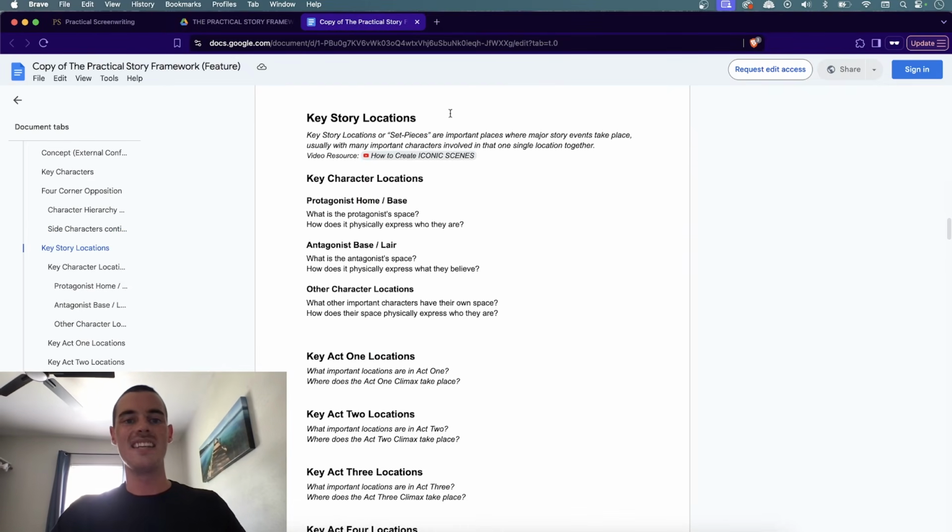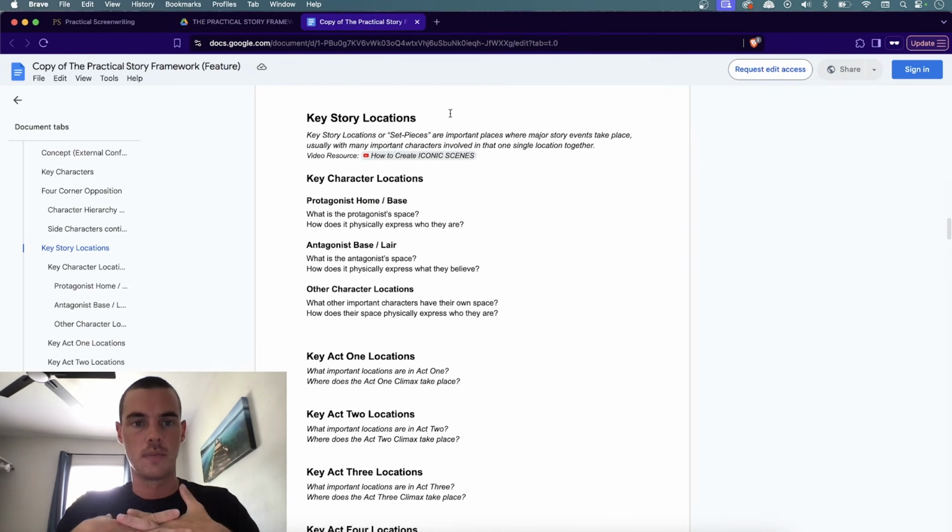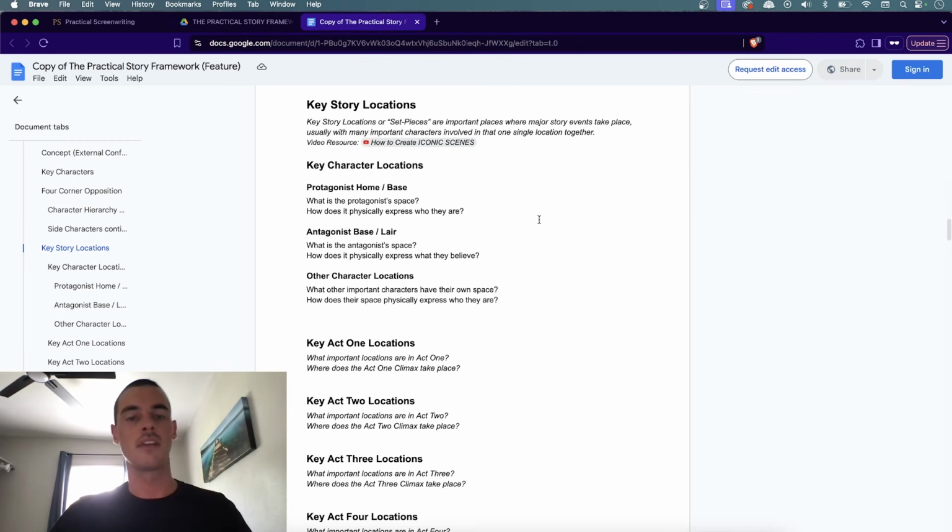Coming into key story locations. So key story locations or setting pieces are important places where major story events take place, usually with many important characters involved in that one single location together. And again, here is another video where you can get some examples of these different things. But this is another thing that you should be thinking about that's going to help your story be unique.